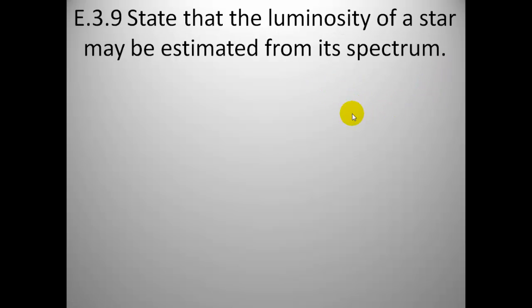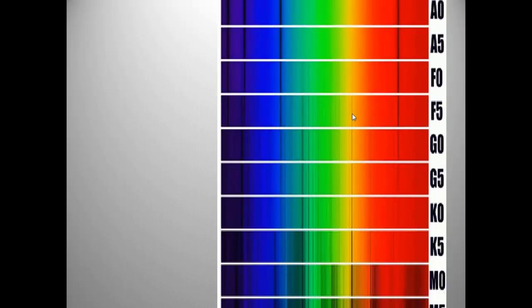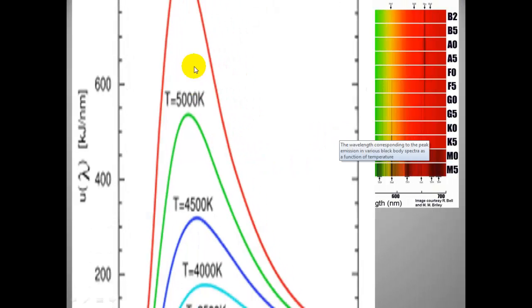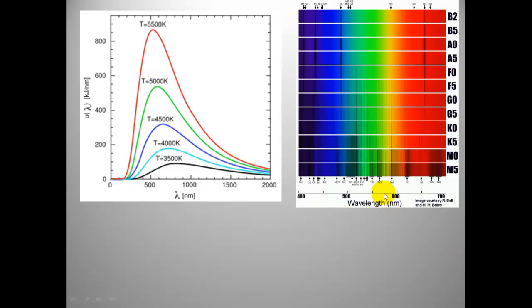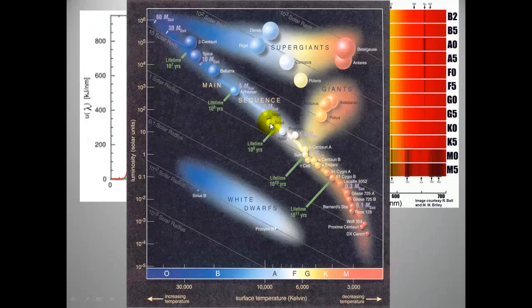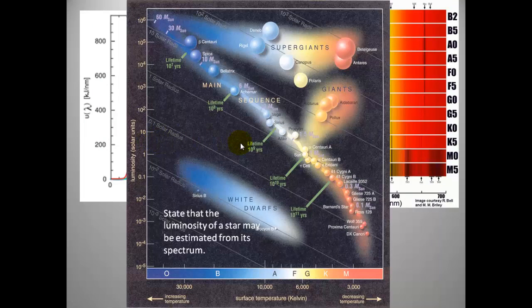So 3.9, state that the luminosity of a star can be estimated from its spectrum. Well, this we know already. We look at the spectrum, we're able to find lambda max, we're able to find the temperature. From the temperature, we're able to find out which spectral class it is. We're able to find out whereabouts on the HR diagram it fits. From that position, we're able to work out its luminosity or its absolute magnitude.